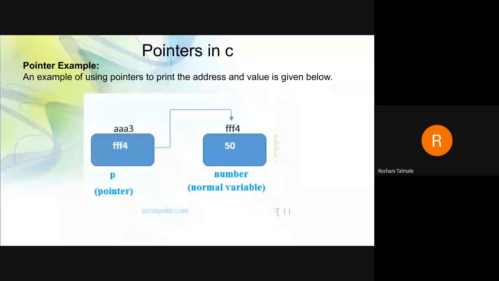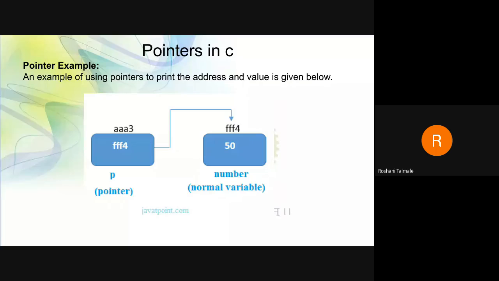As you can see from the picture, this memory location has the address FFF4. That is the address of this memory location. We have another variable which is of type pointer. It is of a similar type as number, an integer, but it is a pointer variable. So what can it do? It can store the address of another variable. Now it is holding the address of the variable number. The address of number is FFF4, and it is stored inside the variable p.